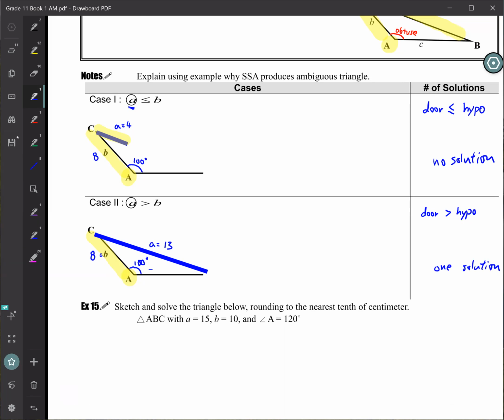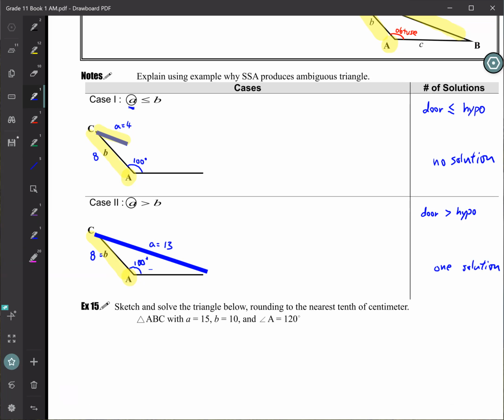Let's also understand why equal to doesn't work either. Let's say I make the door also 8. Now if I swing, it will lift up, it won't touch the ground. So it's impossible to make a triangle as well. So even with equal, it won't work. So equal or shorter than the hypotenuse gives no solution. Next one is when the door is longer.